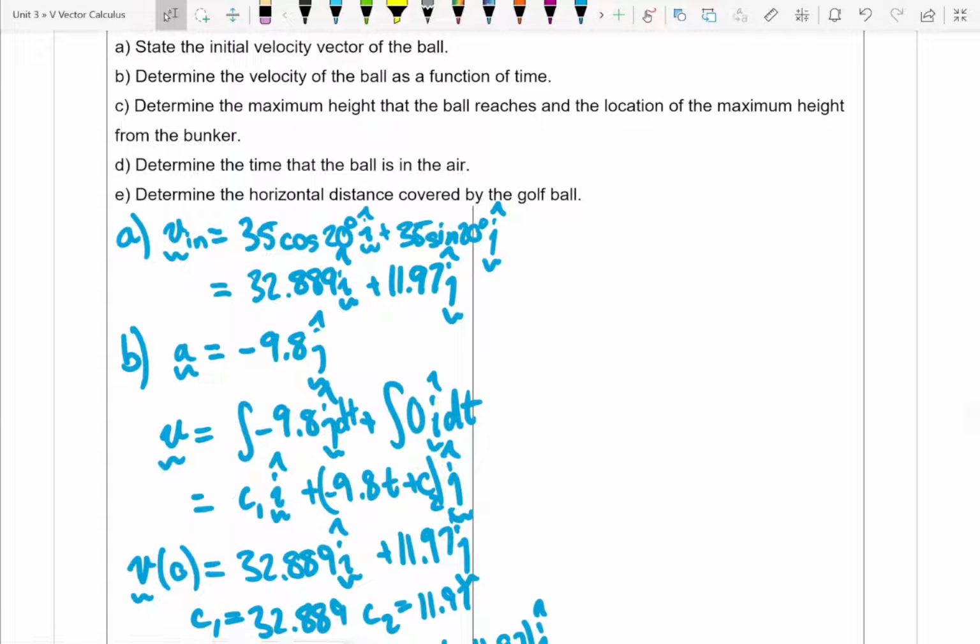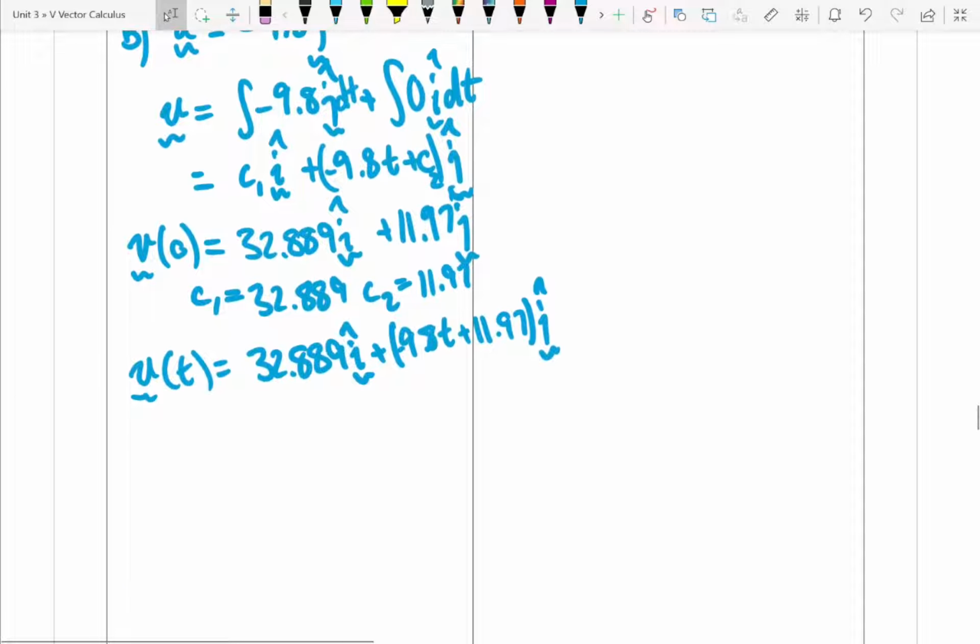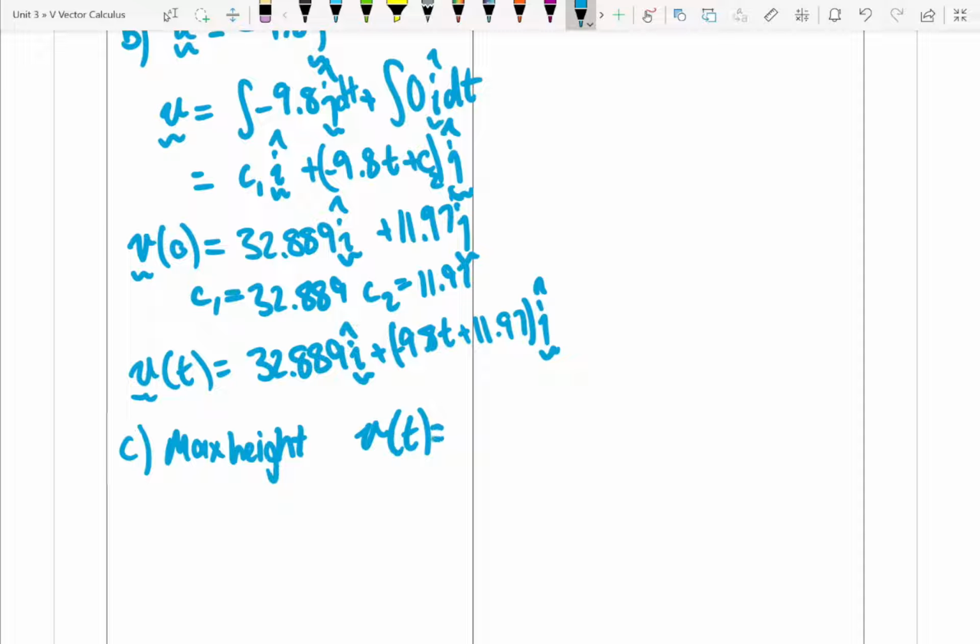Part C. Determine the maximum height that the ball reaches and the location of the maximum height from the bunker. So maximum height is when the vertical component of v of t is equal to 0. So v of t is going to be 32.889 in the i, because we don't care how far it is.